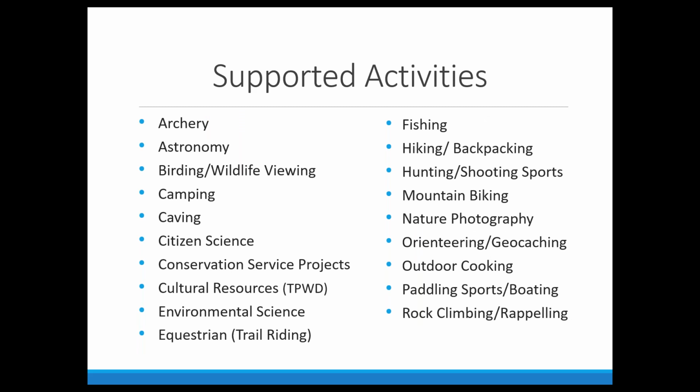Next up, we're going to talk about the supported and ineligible activities for this grant, and these can be found on page 4 of the program guidance. Essentially, this is everything that you would associate with Texas Parks and Wildlife. So archery, camping, conservation projects, cultural resources, environmental science, trail riding, fishing, mountain biking, outdoor cooking, rock climbing, hunting, all of those things that you would associate with Texas Parks and Wildlife. This is not an exhaustive list, so if there's something else that you really want to include in your grant application, by all means, reach out to Jessica and myself, and we can tell you if that would be an eligible activity.